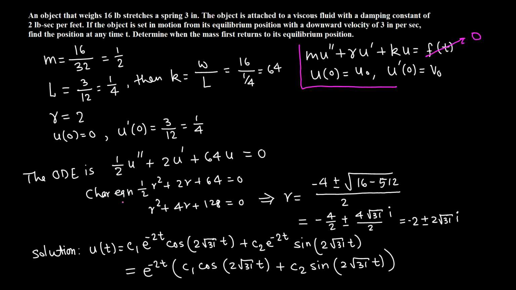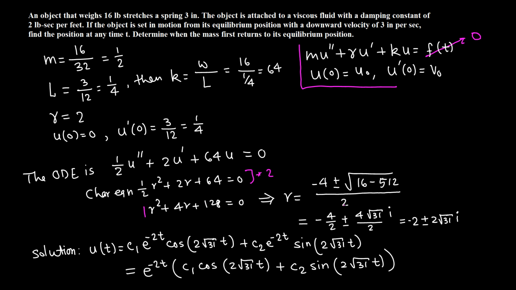Then the characteristic equation is 1/2 r squared plus 2r plus 64 equals 0. Now we can get rid of the 1/2 at the front by just multiplying this by 2. Then we get r squared plus 4r plus 128 equals 0. And use the quadratic formula here. So negative b plus or minus the square root of b squared minus 4ac, over 2a. a is 1 and c is 128.